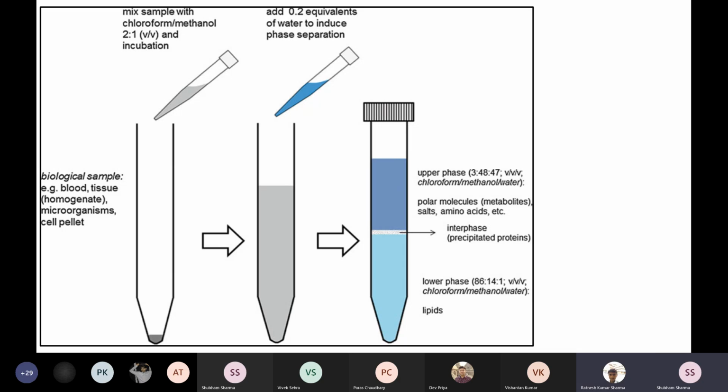After that, in the third figure, we can see that the separation has taken place. In the upper part, we find salts, amino acids, and metabolites. In the middle portion, we can find the precipitates of protein, and the lower part consists of the lipids.